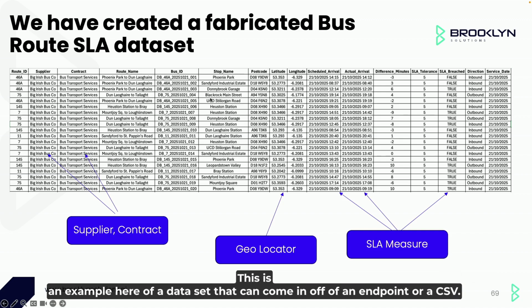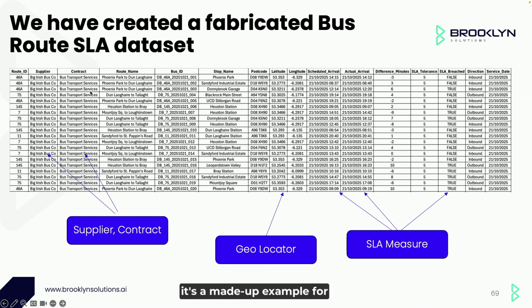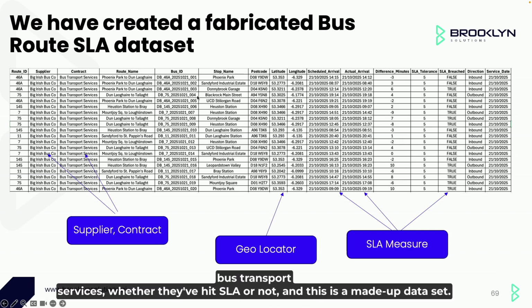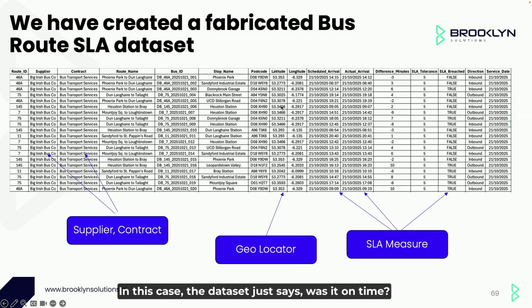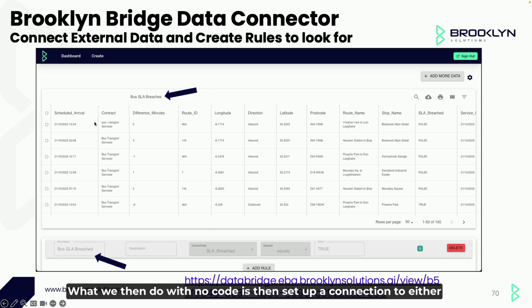This is an example here of a data set that can come in off of an endpoint or a CSV. In this case, it's a made-up example for bus transport services, whether they've hit SLA or not. The data set just says, was it on time, was it not? We've got an SLA tolerance of 5 minutes either way, and you can see those that have failed or breached SLA. What we then do with no code is set up a connection to either the endpoint or that CSV data to be brought into Brooklyn.